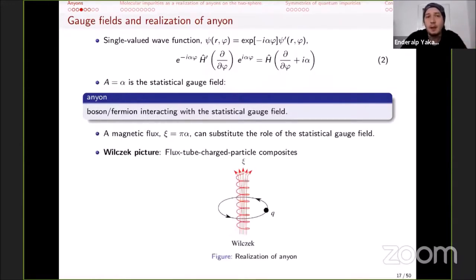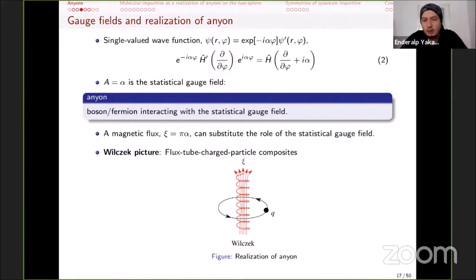How? In fact, this is how we check the anyons. Consider, for example, a composite called flux tube charged particle composite, which means that you have an electron orbiting around a flux tube. Now consider two composites and let us exchange these composites. So after swapping, one of the charged particles of one composite will capture the Aharonov-Bohm phase of the flux of the other composite. So this is in fact the manifestation of anyons. So under exchange, you can capture a phase factor. Of course, this is just intuitive.